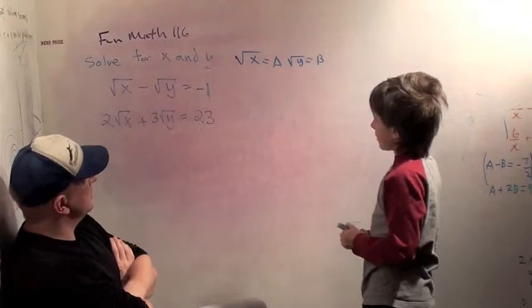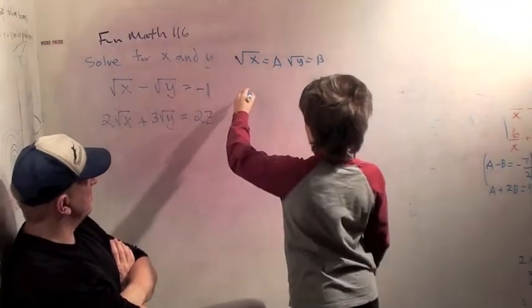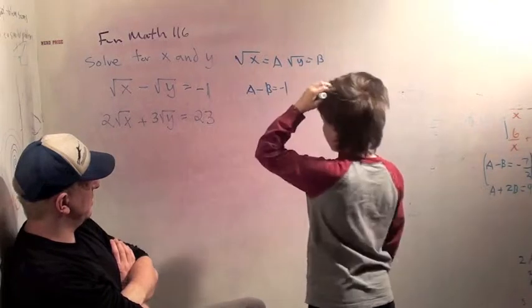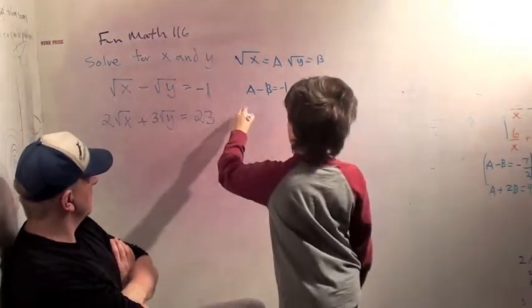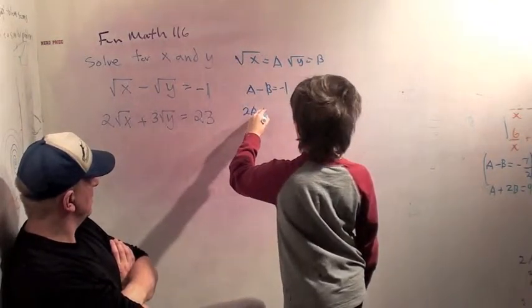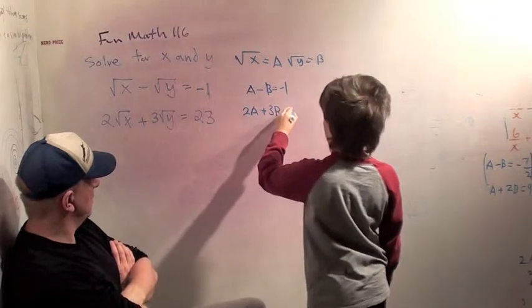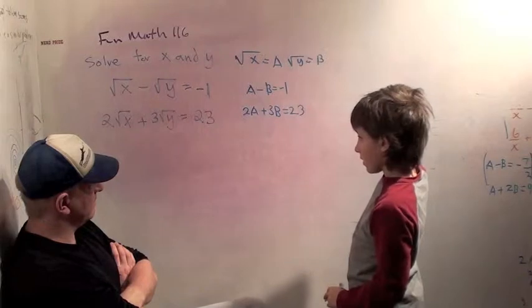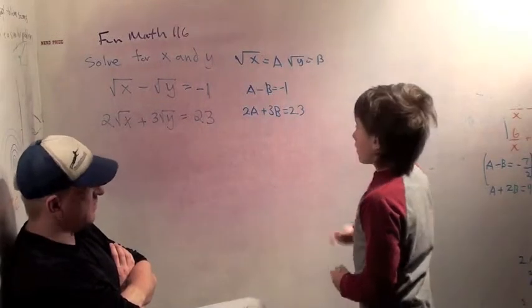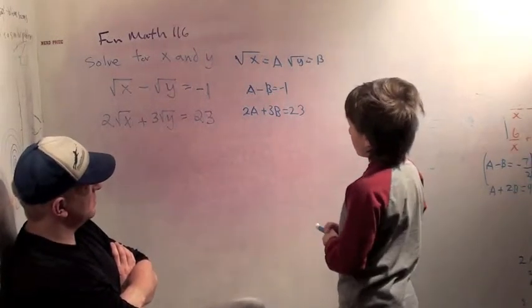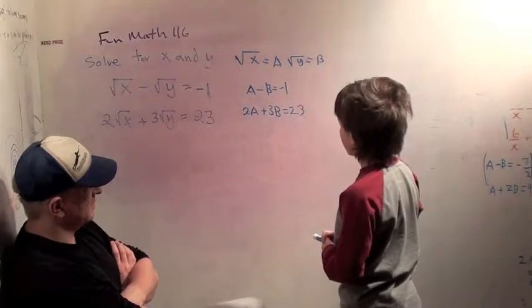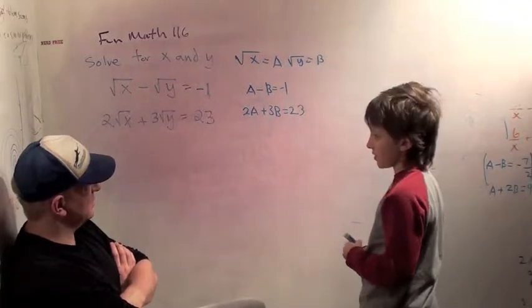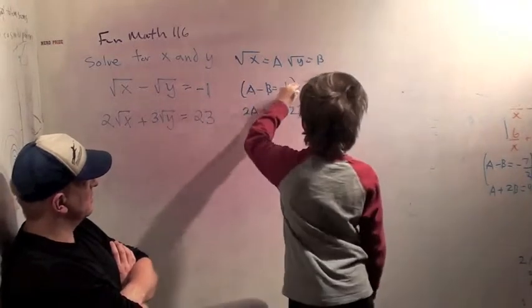It makes it a linear equation. What are the equations now? They're a minus b equals minus 1, and 2a plus 3b equals 23. So what are you going to do? We'd like to get one of the variables the same in both equations. So let's multiply this one by 2.